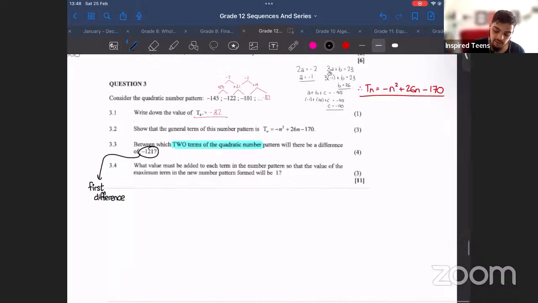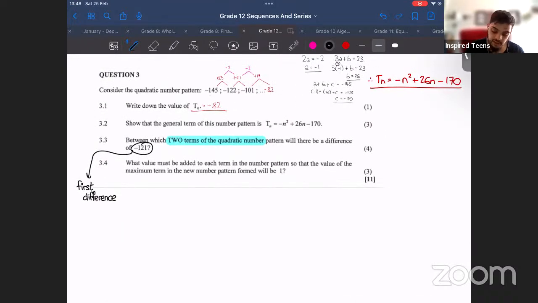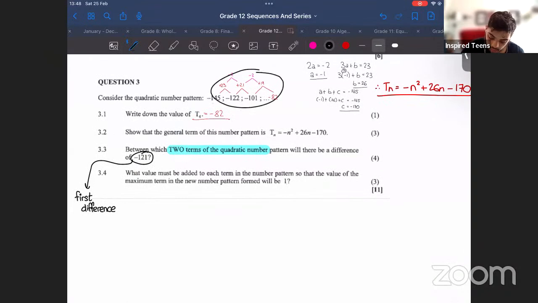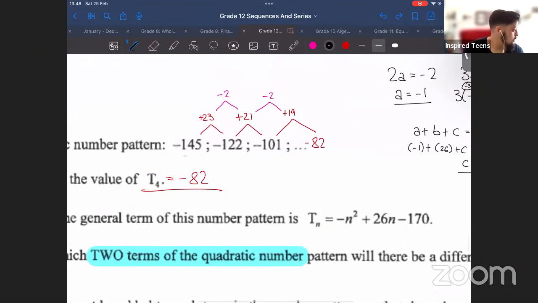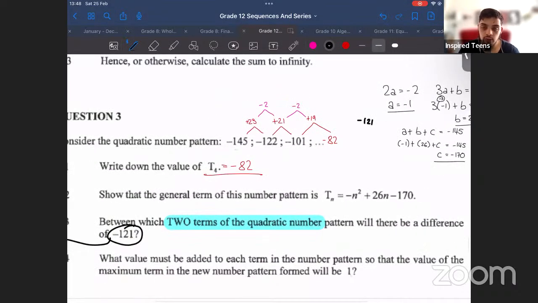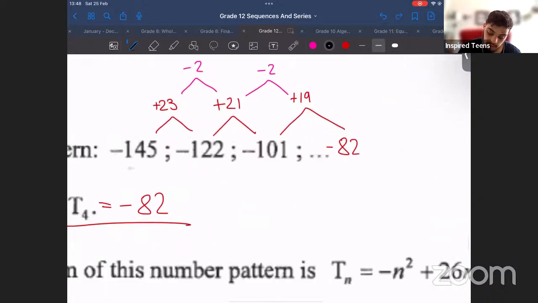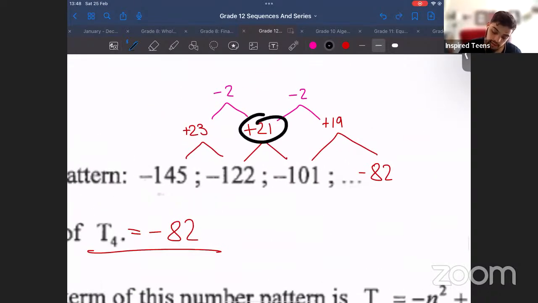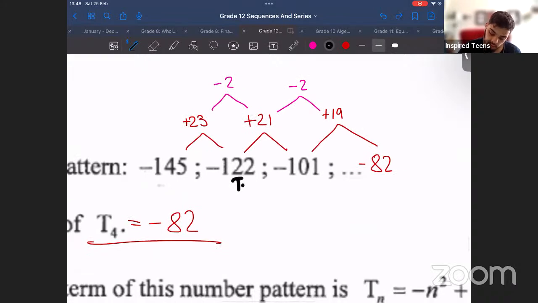Negative 121 is the first difference in our quadratic pattern right here. For example, 23, 21, 19, until eventually at some point it gets to negative 121. So that's what they want to know, between which two. For example, 21 is the difference between T2 and T3 in the quadratic.